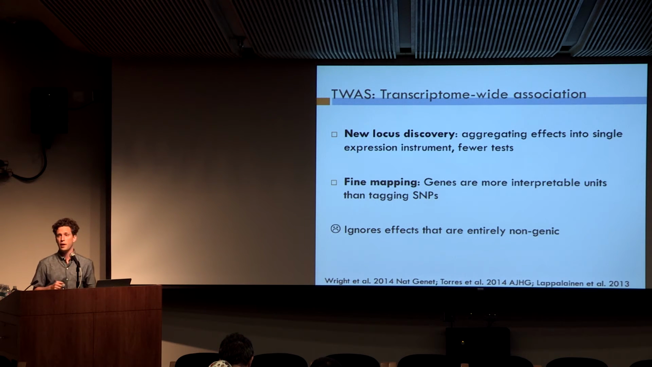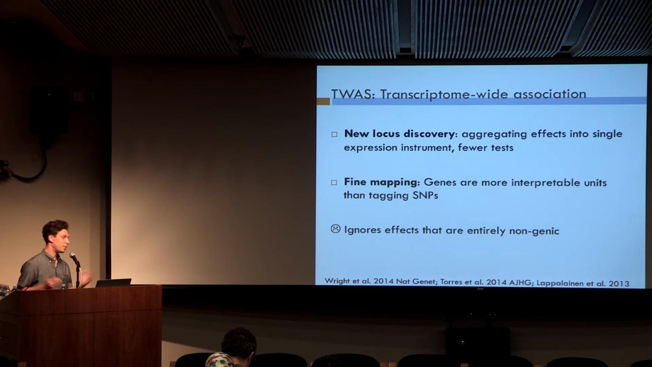So the tool that Alexander Gusev and Bogdan's lab developed was called TWAS, transcriptome-wide association. And one of the things that we can use it for is, one, new locus discovery, right? We can aggregate effects into a single expression instrument, which results in fewer tests, right? This time we're testing at the gene level for association rather than just individual SNP level. And also fine mapping, right? Genes are much more interpretable units as opposed to the individual SNP data.